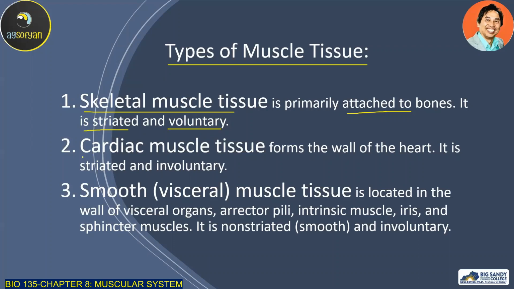The second type is cardiac muscle tissue, and it is located on the wall of the heart. It is also striped and involuntary. This means that we cannot really control the contraction of this cardiac muscle. It will contract automatically. And the last type of muscle tissue is the smooth muscle.